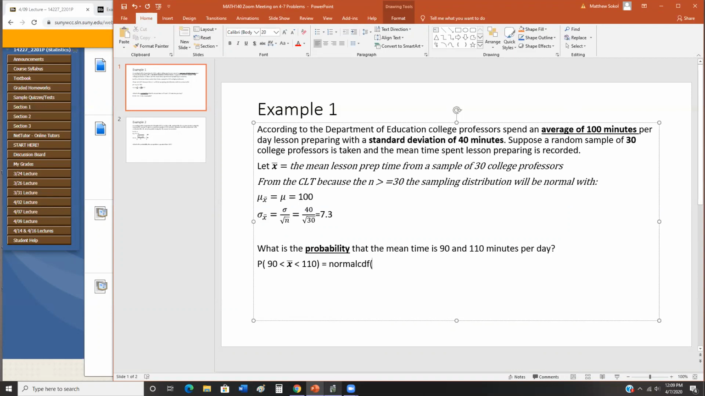Normal CDF. And what you're going to do is you're going to do the lower value. I want to go from 90, comma, to the upper value, which is 110, comma. Then you put the mean, which we found above is 100. Then you put the standard error, which we just found here, which is 7.3. So when you go to do your exams, like your homework and your quiz submissions, just make sure you put this in the work so that I know what you did.